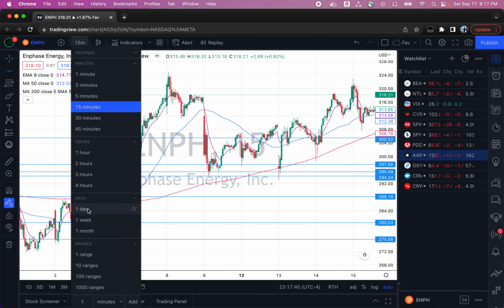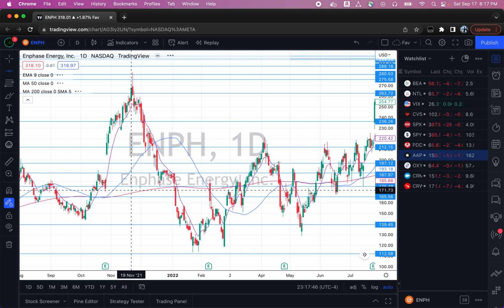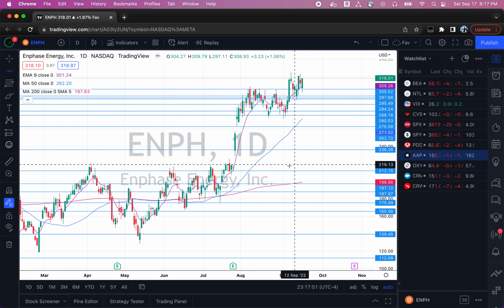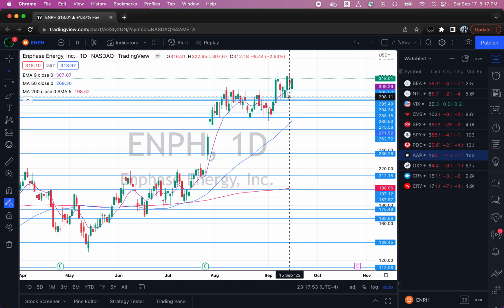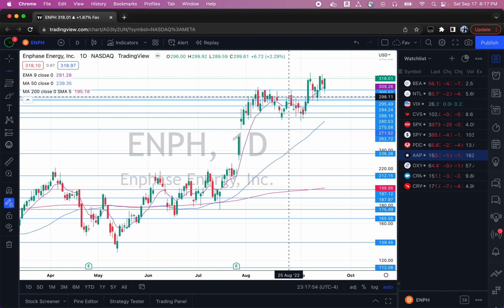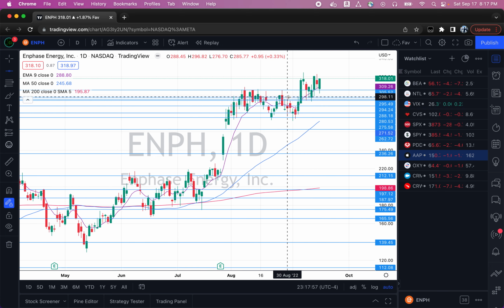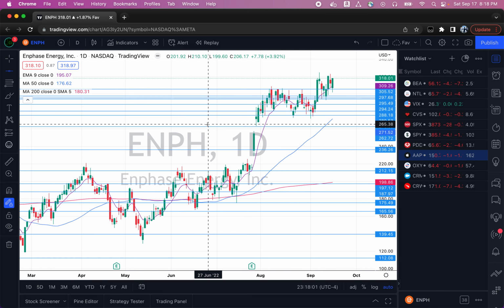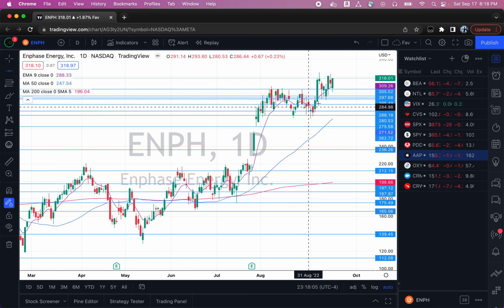So in ENPH I lost money playing calls because that's how the market is right now. It just randomly gaps down, gaps up. It's kind of hard to predict. Even for some of these strong stocks, you never know when it's going to reverse.